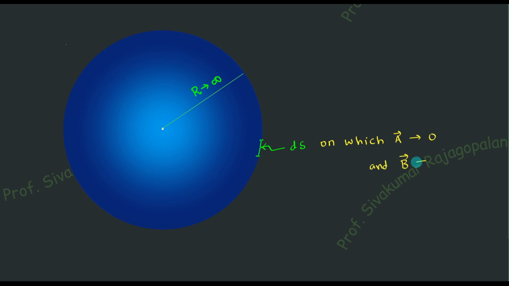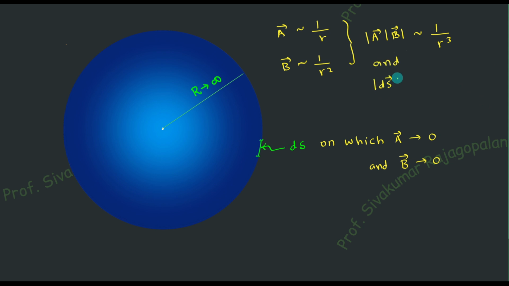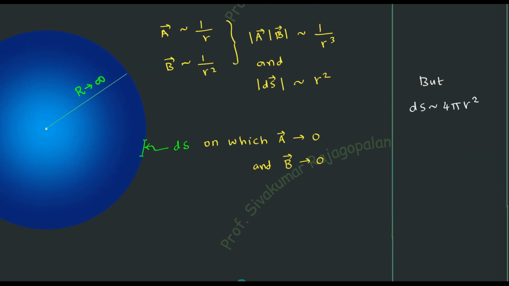So A and B will approach 0 on the surface. That is the reason why we are considering a larger sphere, and all other things are very similar. The magnetic field will behave like 1 over r square, and therefore the product of the modulus values of A and B will be like 1 over r cube, and the surface area is 4 pi r square. So what will happen to I1?